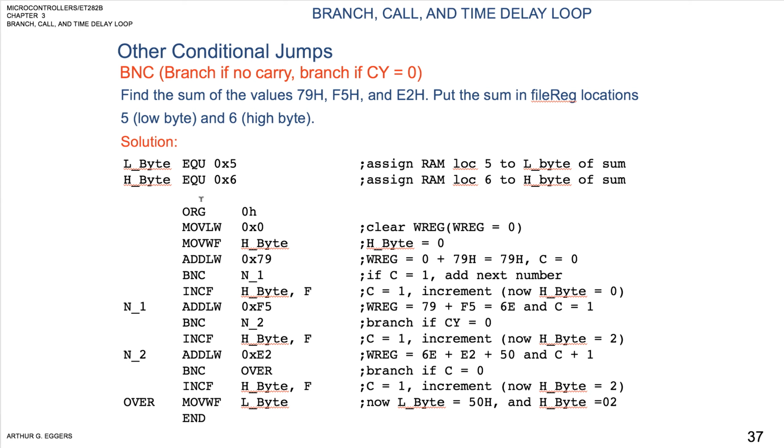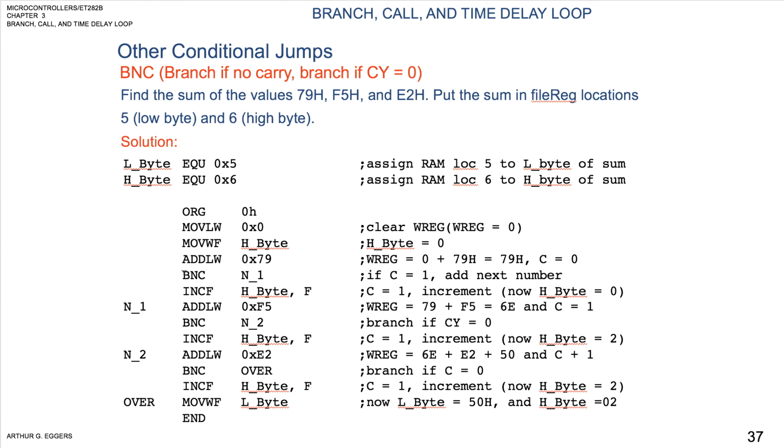As we move through, we're going to initialize. We move a value of 0 into the working register, then move the working register to the file register, the high byte, so it becomes 0. Then we're going to add the literal 79 to the working register. You can see in the comments, the working register becomes 0 plus 79 hex, which gives us 79 hex, and at this point the C flag is equal to 0.